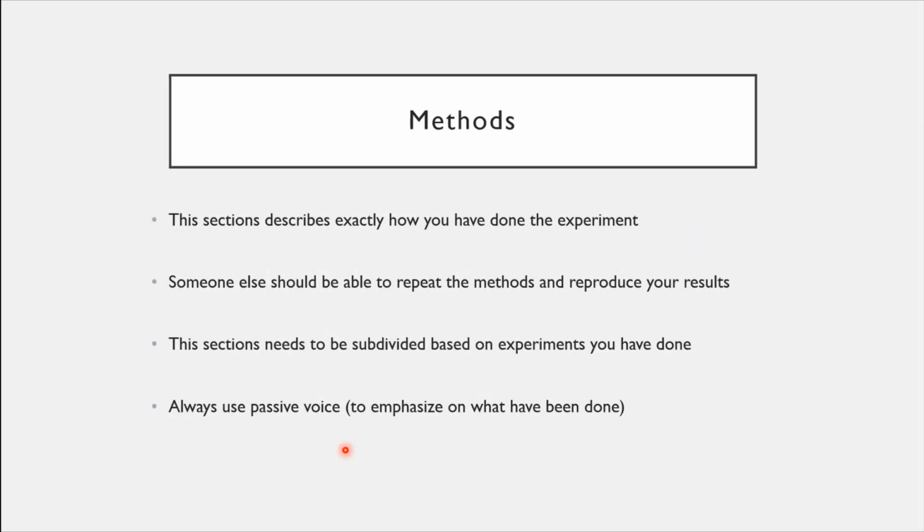In general, but especially in the methods section, always use passive voice. So instead of saying "I cultured the cells" or "I incubated the cells," you should say "the cells were incubated." In this way, you focus on what has been done instead of who did it.